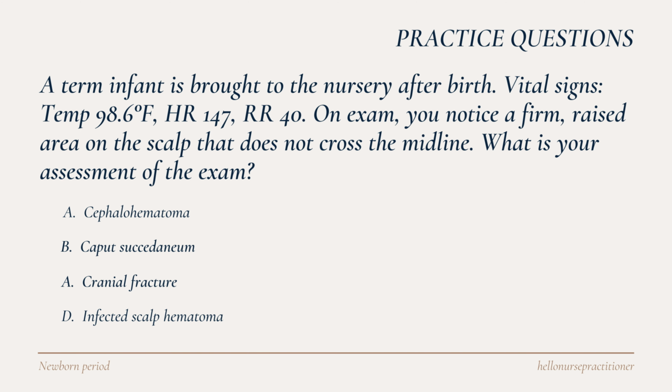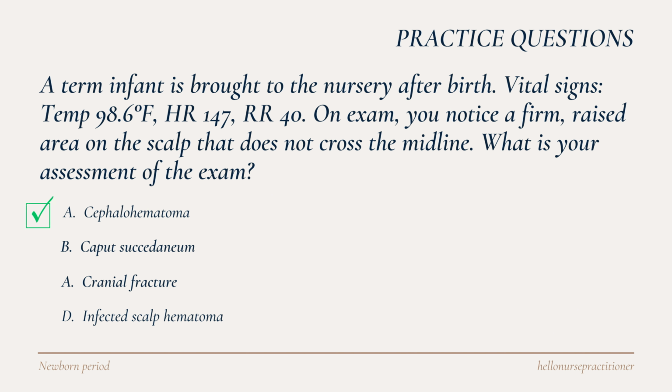A term infant is brought to the nursery after birth. Vital signs are 98.6 degrees Fahrenheit, heart rate 147, respiration 40. On exam, you notice a firm, raised area on the scalp that does not cross the midline. What is your assessment of the exam? A. Cephalohematoma. B. Caput succedaneum. C. Cranial fracture. D. Infected scalp hematoma.